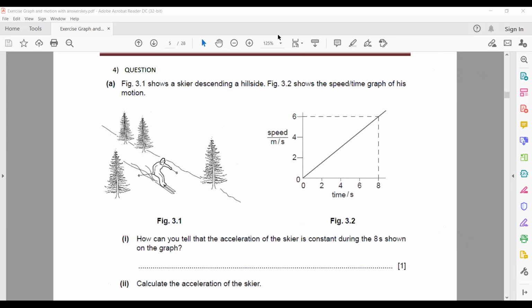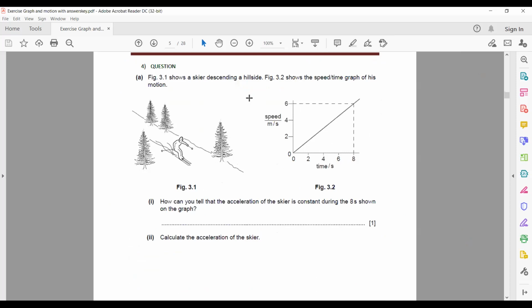Moving on to the next question. Figure 3.1 shows a skier descending a hillside. Figure 3.1 shows a speed time graph of his motion. How can you tell that the acceleration is constant during the 8 seconds? So how can you say that he's moving with a constant acceleration?